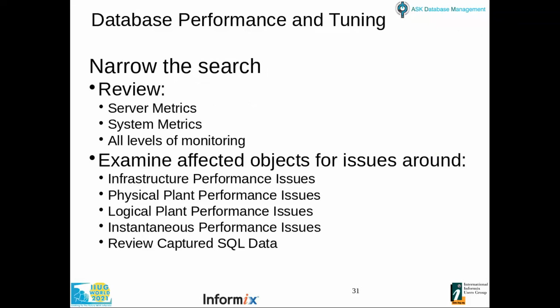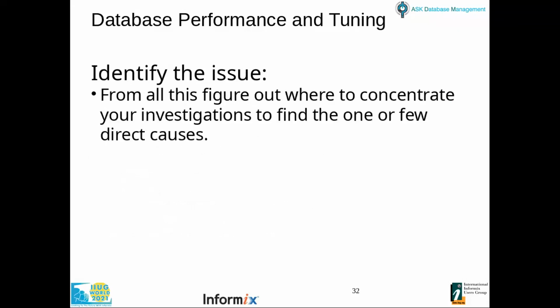Narrow the search means reviewing the metrics at all levels. We've already discussed all of these, and going back and starting again. It's all an iterative process. Okay, identify the issue. For all of this, you have to concentrate on finding one or two direct causes. And once you find a direct cause, then you can start to figure out how to fix it.